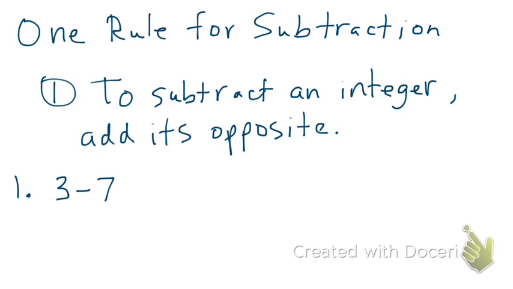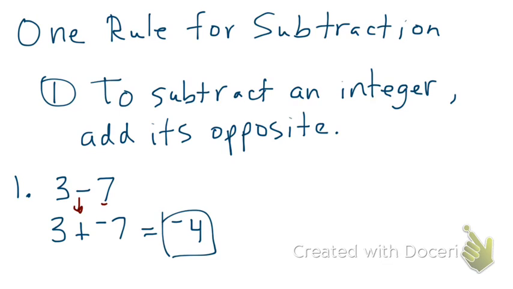So if you have 3 minus 7, you're subtracting positive 7. So we're going to rewrite that as 3 plus -7. The minus becomes a plus, and positive 7 becomes -7. So 3 minus 7 is the same as 3 plus -7. Again, we call this adding the opposite, and of course 3 plus -7 is going to give us -4.